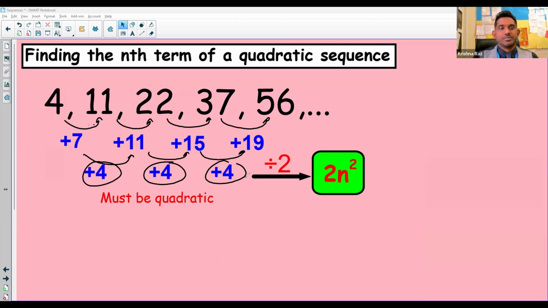Now, this is the first thing you need to remember. That tells us it's quadratic. And that means there'll be an n squared. The number that goes in front of n squared is always half of the second difference. So in this case, we do 4 divided by 2, we get 2. So that is the start of us finding the nth term of this sequence.